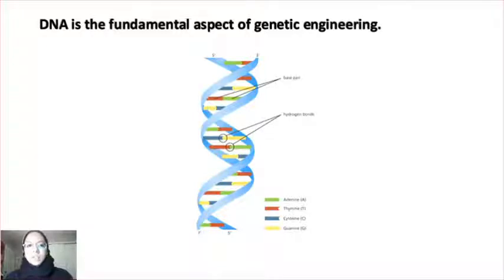DNA is fundamental to genetic engineering. DNA stands for deoxyribose nucleic acid, which is a fancy way of saying a combination of a phosphate base, a sugar, and a nucleotide. There are 4 nucleotides, denoted by the letters A, T, C, and G. These letters stand for adenine, thymine, cytosine, guanine. Adenine always binds to thymine, and cytosine binds to guanine.